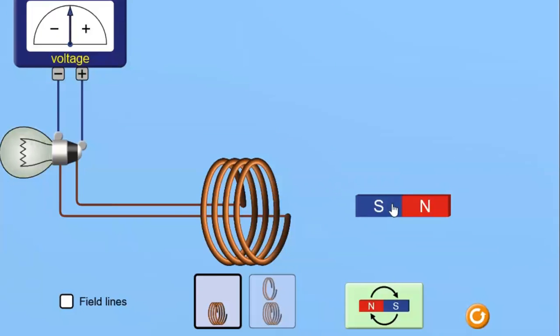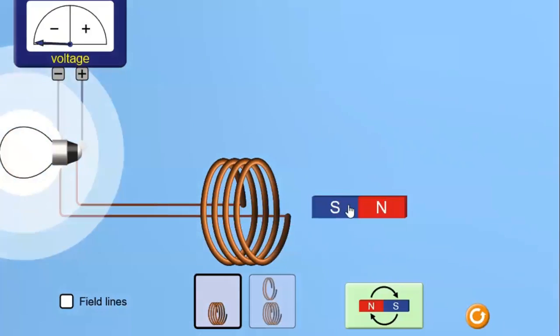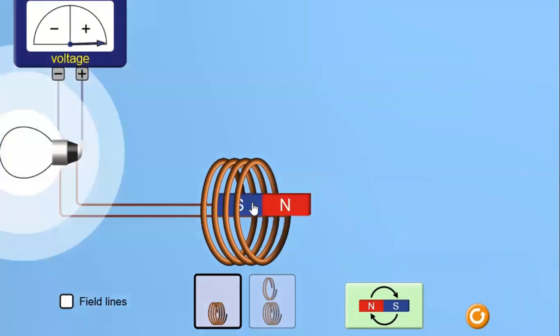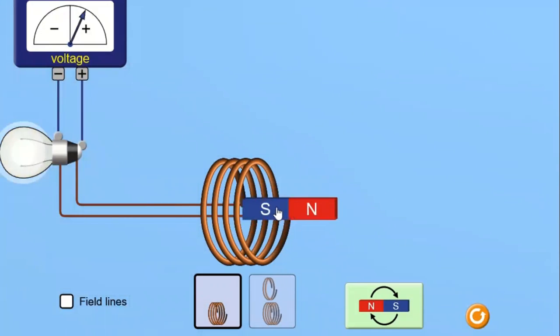Now let's have a look. I'm going to move in at a very fast rate. Wow. Do you see that? As I move in faster, the amount of current produced is greater and the deflection in the meter is full scale deflection, right? As I move slowly, you see that the deflection is not full scale. So the magnitude of the current depends on the speed with which you move the magnet, right?